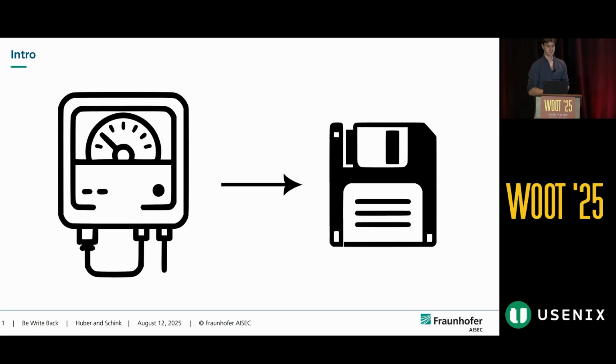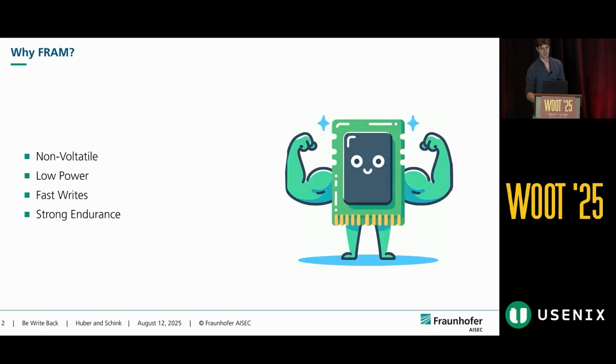In recent years, more and more previously analog sensors are replaced by digital ones or even smart ones. For example, an electricity meter is replaced by a smart meter. And all of those sensors and meters have in common that they need to store and log a lot of data constantly. And for this application, FRAM is a great memory choice.